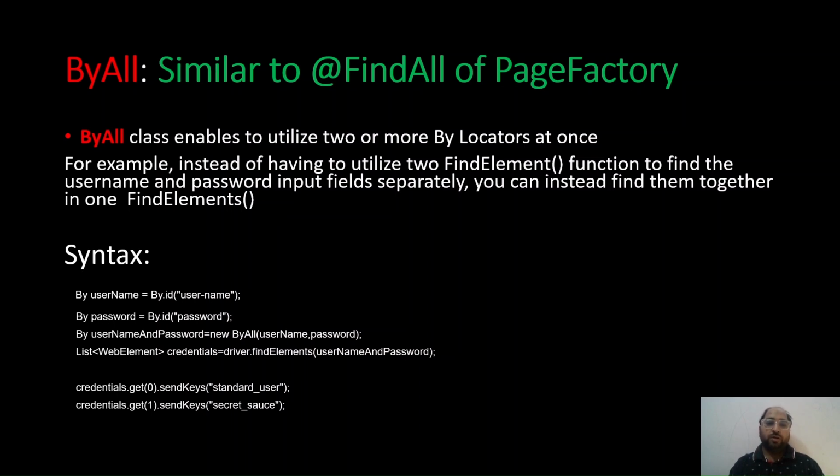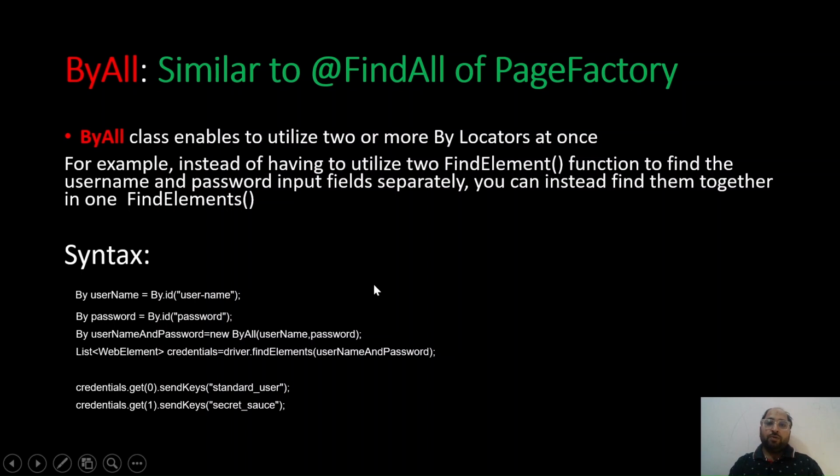So let us try to understand how we can do it using ByAll. This is the syntax. Let us say we have located username using By.id. Similarly, we have located password using By.id as well. Now we are going to create an object of ByAll, and here we are going to provide both the elements. At last, we can use driver.findElements, and in this findElements we can provide this particular By. As a result, both the elements will be stored in a list, and we can then traverse this list, get the elements and perform the operations.